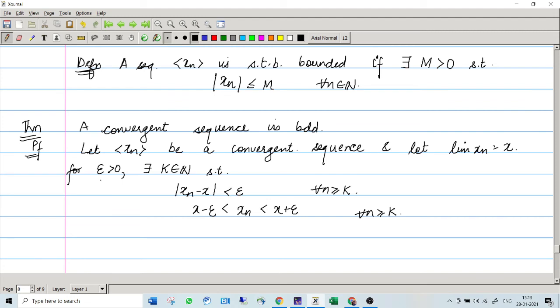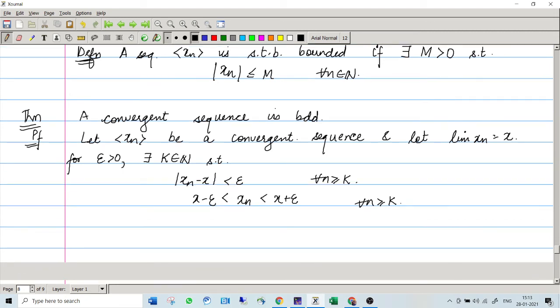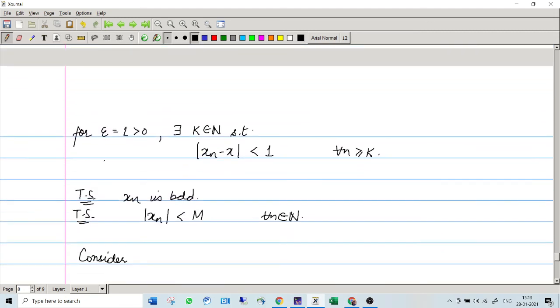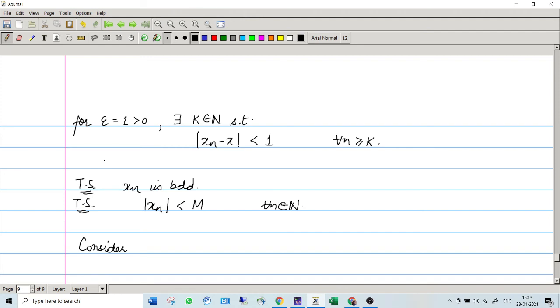Now this was true for every positive epsilon. So in particular, if we take epsilon to be equal to 1, do we have a problem? So for epsilon equal to 1, we can find some natural number such that the distance between xn and x is going to be less than 1. Simple, right? This much is clear, right?